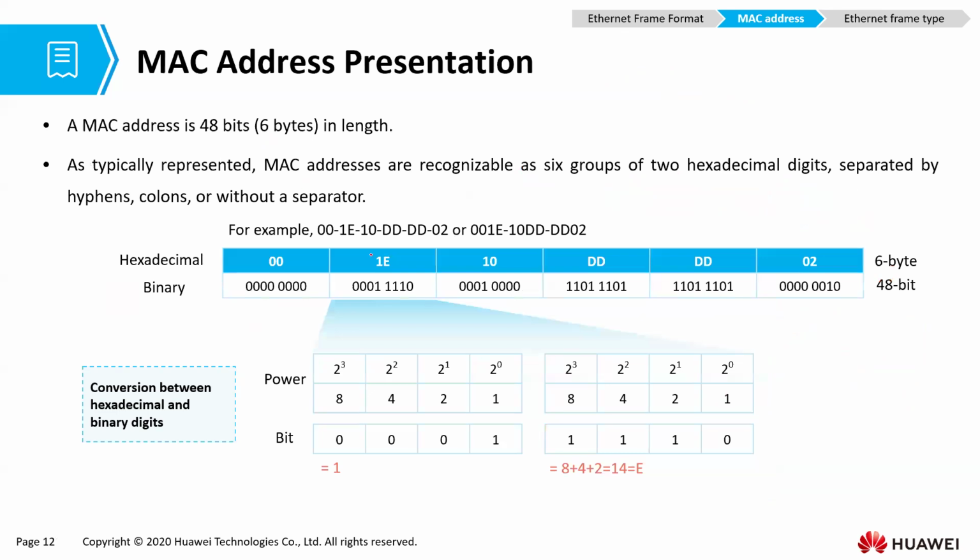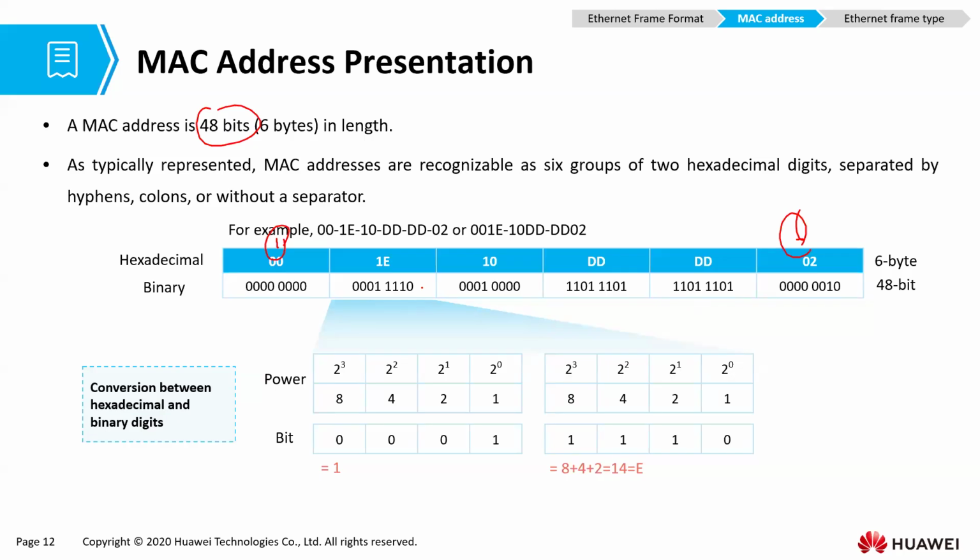MAC address representation. A MAC address is 48 bits. So for that we divide it into six groups. Let's call this one group number one, and this is group number six.